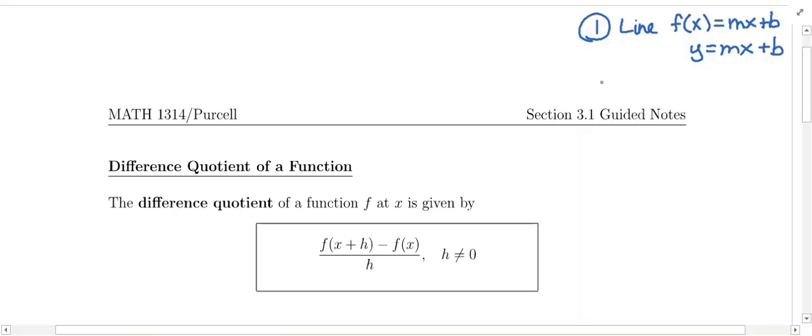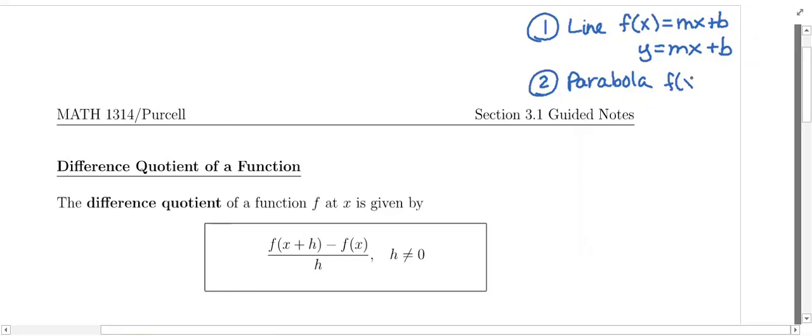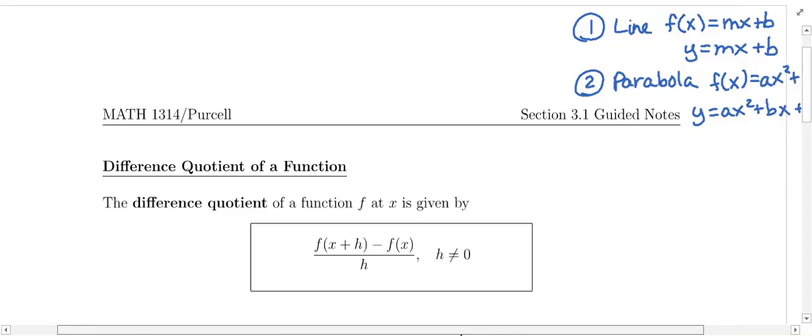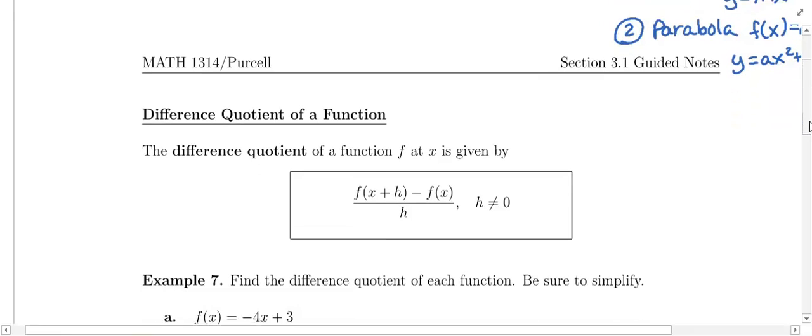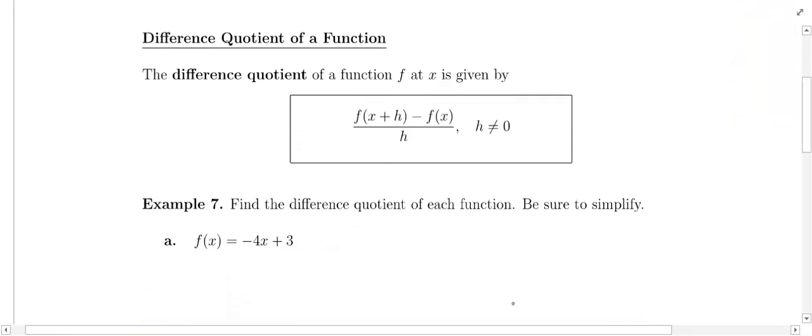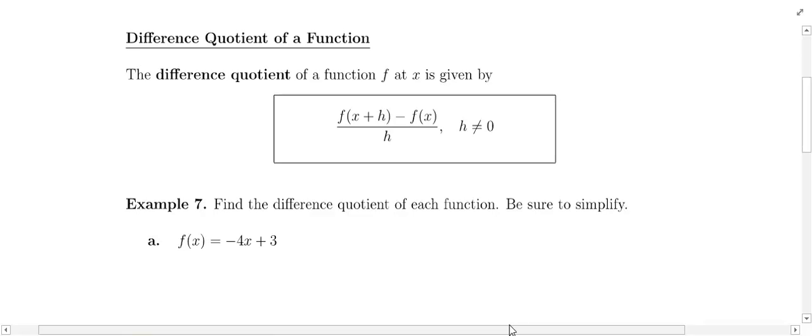The other type of function you're going to need to find a difference quotient for is a parabola, a quadratic equation. That has the format f of x equals ax squared plus bx plus c, or y equals ax squared plus bx plus c. There are tons of types of functions, but you only need to be able to find the difference quotient for a line and for a parabola for this class.